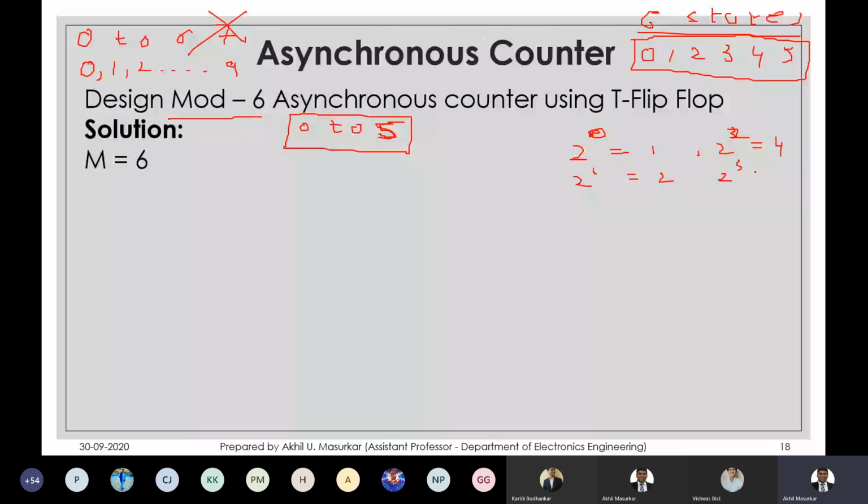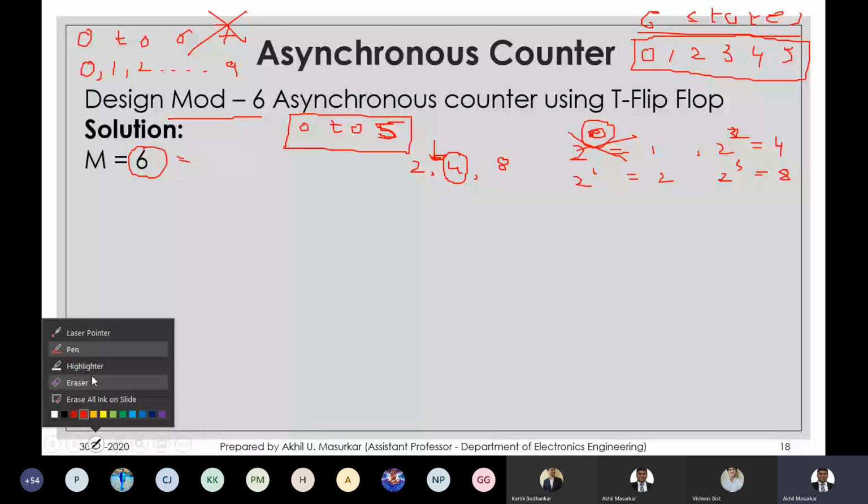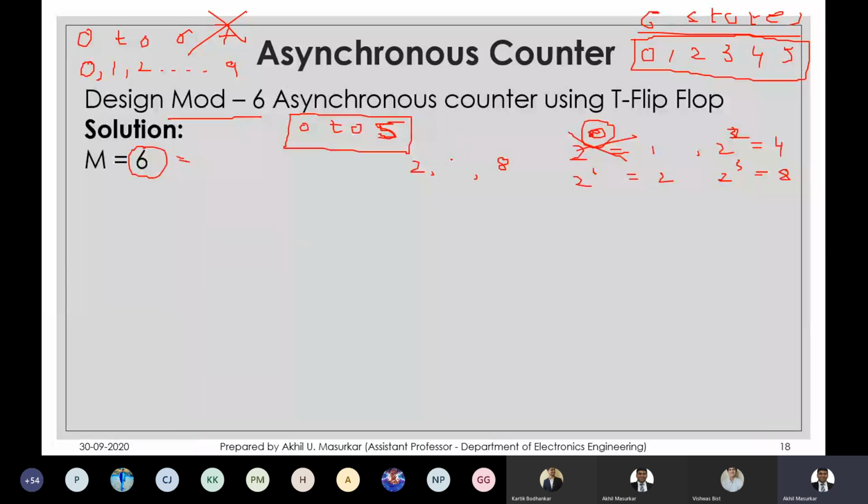Sorry, I made a mistake here. It's not between 2 and 4. It falls between 4 and 8. So here this is 4, and 6 falls between 4 and 8. So the minimum number of states that we have to address is 8, and to get 8, we require 3 flip-flops.